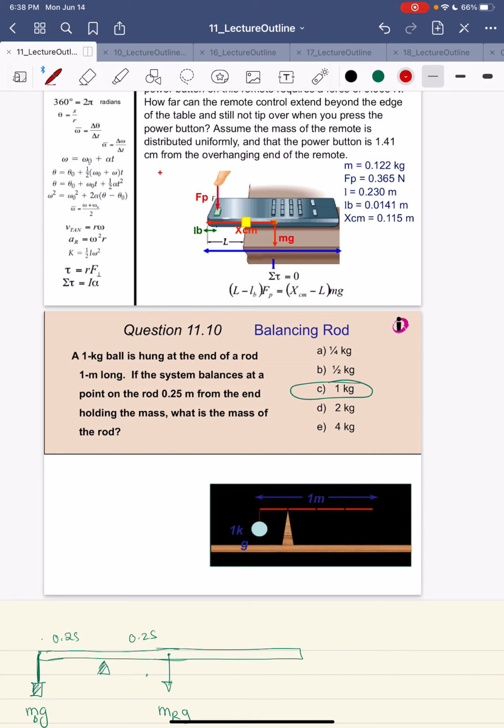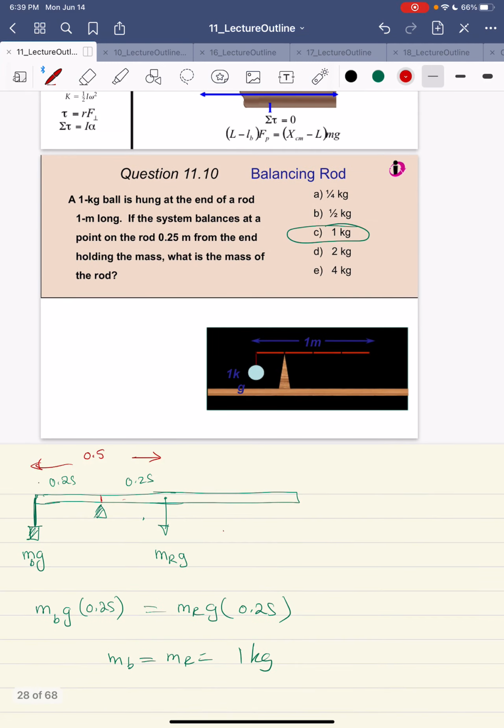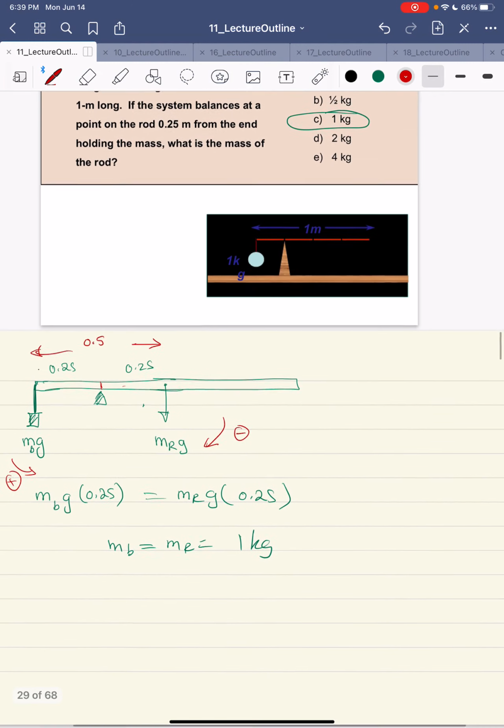Here is another question where a 1 kilogram ball is hung at the end of a rod that is 1 meter long. If the system balances at a point on the rod 0.25 meters from the end holding the mass, what is the mass of the rod? Of course, we know that the weight is acting at 0.5, and when it is balancing at 0.25, the other segment is going to be 0.25. Again, the torques, this one negative and this one positive, should balance. So the mass of the ball times g times 0.25 should equal the mass of the rod times g times 0.25, which means the rod has the same mass as the ball, which is 1 kilogram.